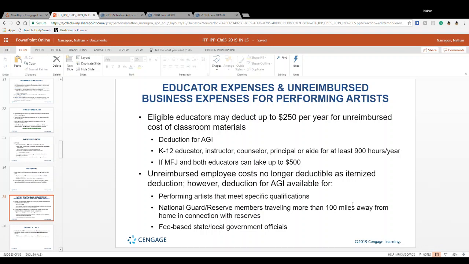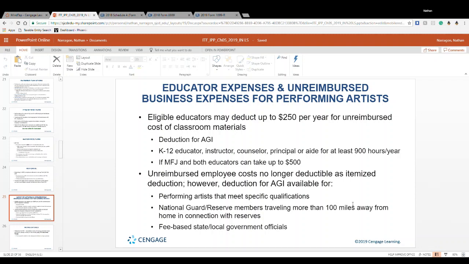So, with educator expense and unreimbursed business expenses for performing artists. Okay, these are two little things that end up happening because the TCJA is taking away stuff. They took away some deductions. Here's some that they kept.